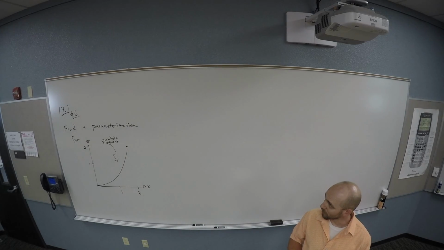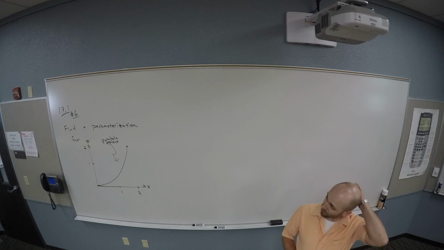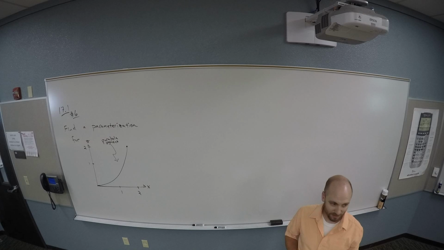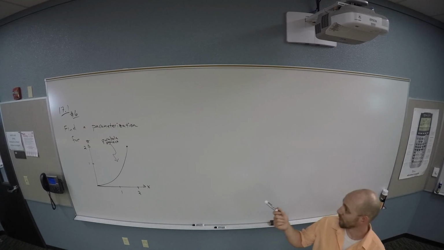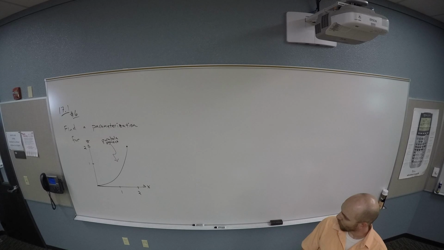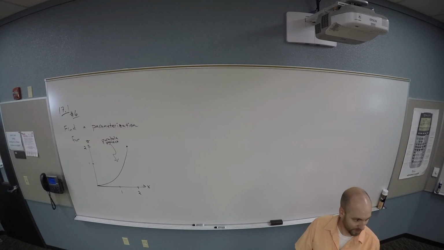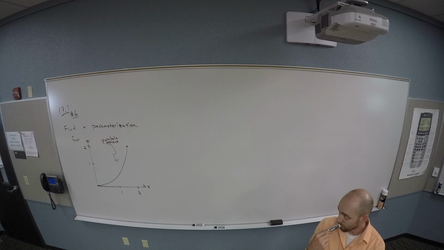So we want to do number 6 and 17.1, which is find a parameterization. I can never say this word anyway. For this parabola segment. Okay. All right. Thoughts? What do you do?